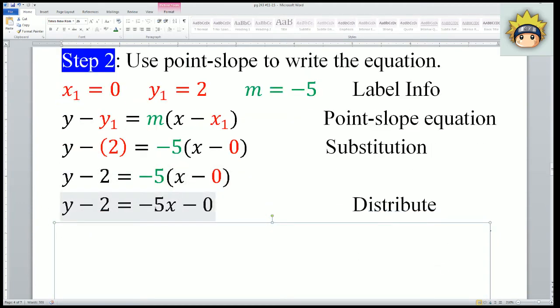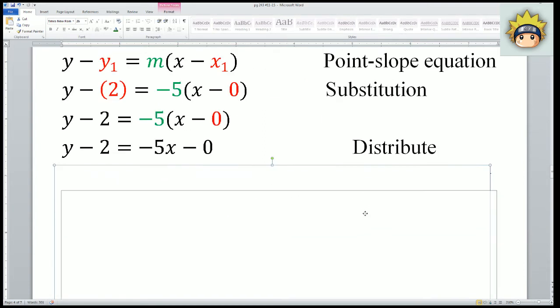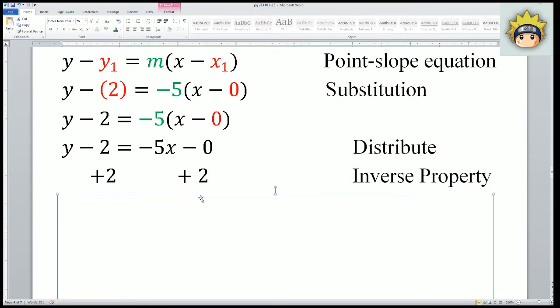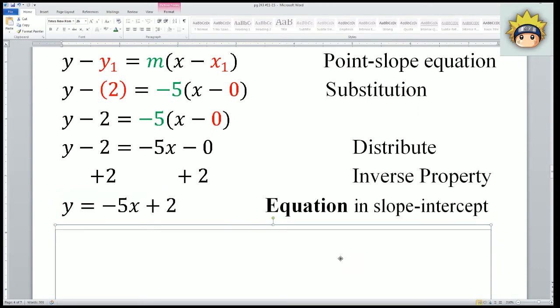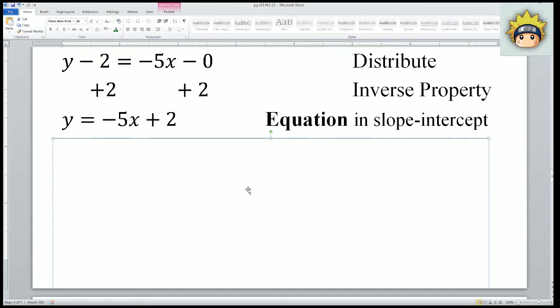Then you want to distribute. Negative 5 times x is negative 5x. Negative 5 times 0 is 0. Add 2 to both sides because that is the inverse property. I'm trying to get y alone. And you should get y equals negative 5x plus 2. This is the equation in slope-intercept form.